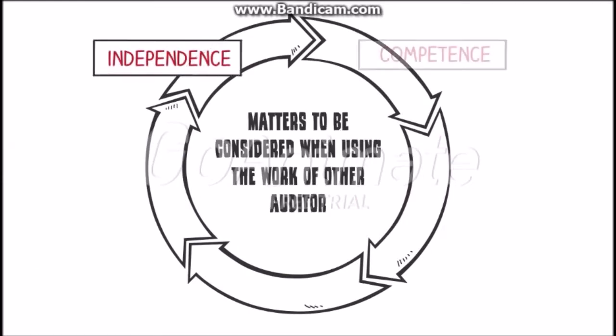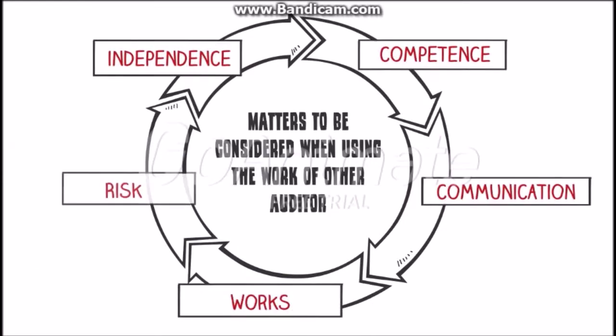Next, matters to be considered when using the work of other auditors. Firstly, the independence of other auditors. Secondly, the competency of other auditors, which includes professional membership, ethics, training and audit methodologies. Thirdly, communication at the planning stage regarding the accounting, auditing, legal requirements and areas of significant risk, as well as areas of special consideration, such as intercompany transactions. The next matter to be considered is the work of the other auditor, whether there is sufficient appropriate evidence. The auditor also needs to take into consideration the risk of material misstatements at group audit.